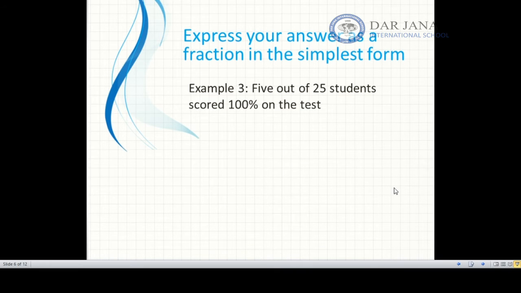The question is 5 out of 25 students scored 100%. First, our fraction is 5 over 25. Clearly, we could simplify this and bring it to the simplest form. To do that, we have to find the greatest common factor. In this case, the greatest common factor is 5. Therefore, we divide the numerator and the denominator by 5, and we get 1 over 5.